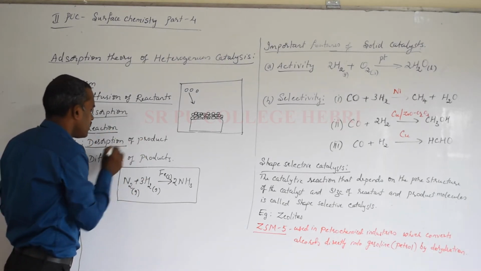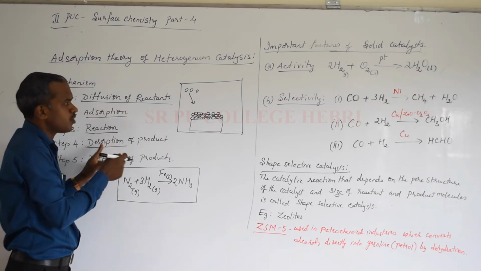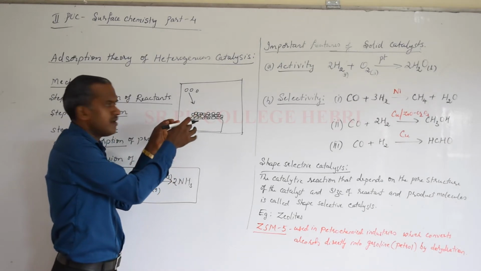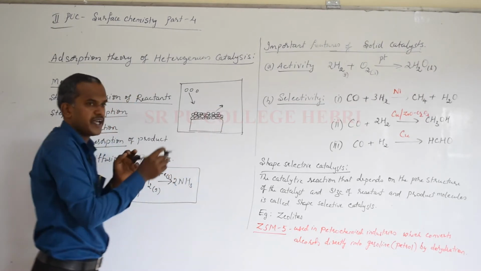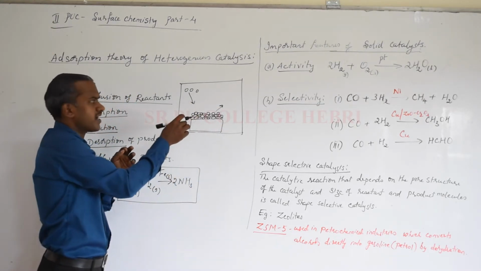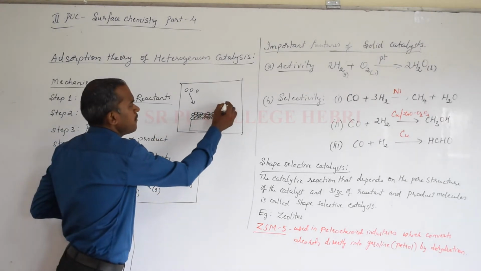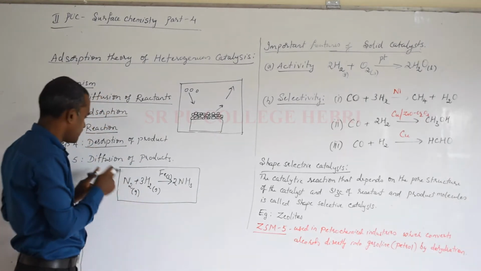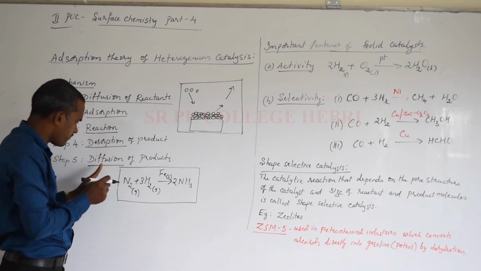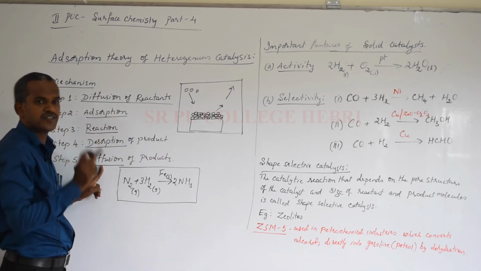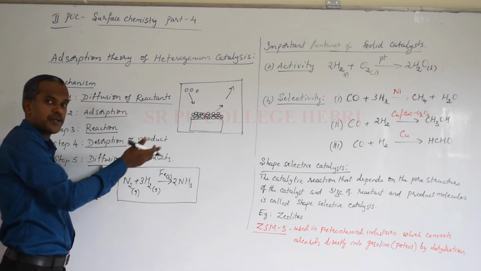Now step 4 is desorption. You have to remember, desorption is opposite to adsorption. Once the product molecules are formed, they do not have affinity for the surface of the solid. They get detached, separated from the surface of the solid catalyst. That is called desorption. Once they get separated, they will move away from the surface, and that is called diffusion. As I told you in the beginning, step 1 is diffusion, step 5 is also diffusion, but the substance is different. First, reactant molecules are diffusing, and at the end, product molecules are diffusing.